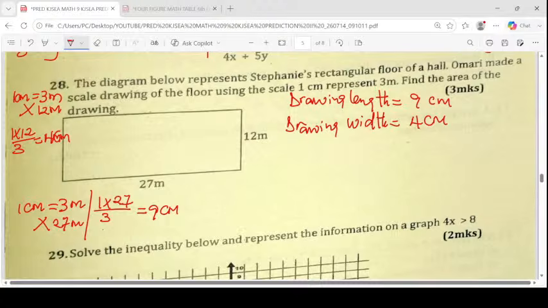4 centimeters. I hope I'm communicating something, dear learners, and I hope also you are understanding exactly what we are solving in this question paper. It is my hope you are really understanding it, and you are benefiting a lot and a lot.